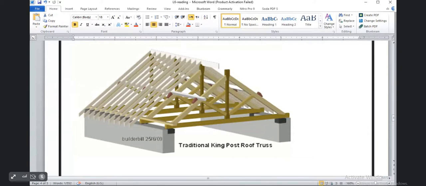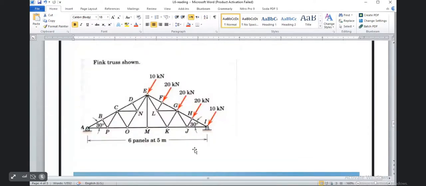This is the king post. And the fink, this is the fink. The fink is the most complicated one. They call it fink truss. Why? Because it has many different types and shapes of triangles, and the forces and the moments are sometimes complicated to determine. Sometimes they are a bit difficult to determine because the truss is a little bit complicated. The easiest is the English truss and the most complicated is the fink truss.